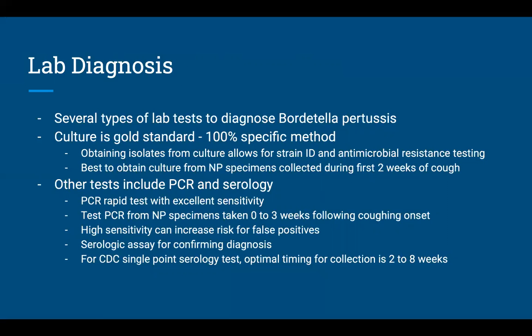PCR is a rapid test with excellent sensitivity. They test PCR from NP specimens taken 0 to 3 weeks following the coughing onset. The high sensitivity of PCR tests can increase the risk for false positives. Additionally, serology is used to confirm diagnoses. For the CDC single point serology test, optimal timing for collection of a specimen is about 2 to 8 weeks.